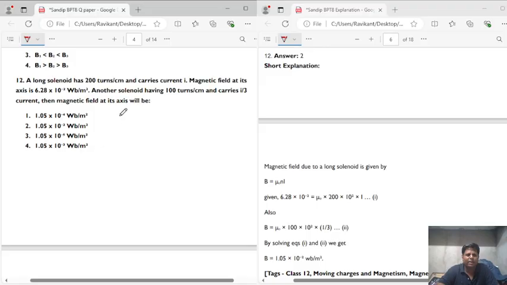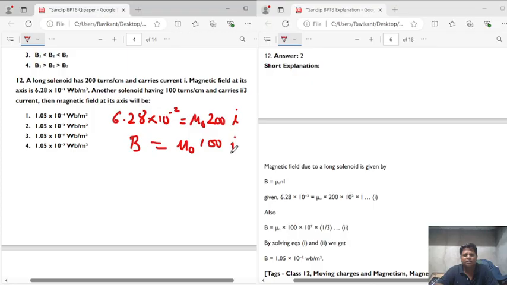First solenoid has a magnetic field of 6.28 into 10 to the power of minus 2. This is B. And B for a solenoid is equal to mu naught N I. So mu naught into N is 200 into I is I. Then for the second solenoid, let the magnetic field in it be B, equal to mu naught, number of turns 100, and the current is I by 3. So we have to calculate B.